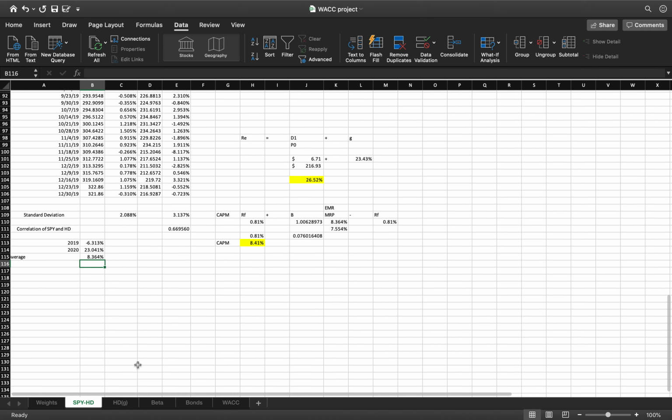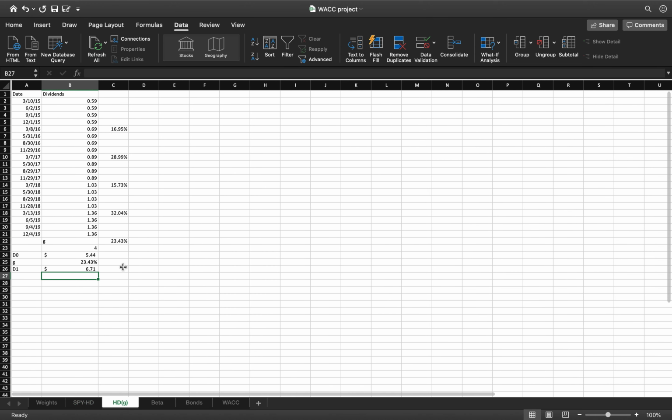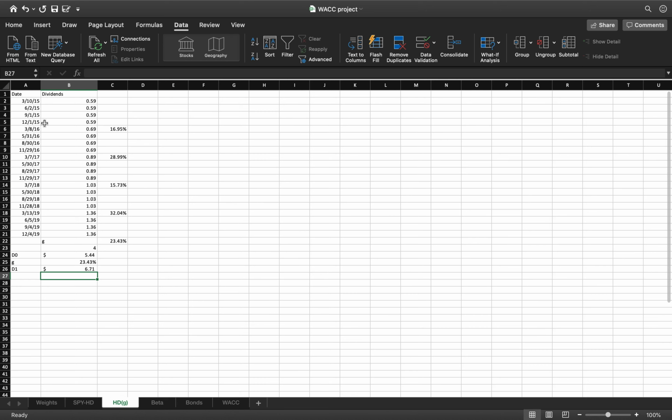But first, before we finish CAPM, we need to find your rate of equity using the dividend growth model. And in order to find that, we're going to go to this page. We need to download all the dividend payouts that Home Depot has made over a 5-year period. As you can see here, it starts on March 10th, 2015. And at the time I did this, March had not passed, so we were left with 12/4/19.